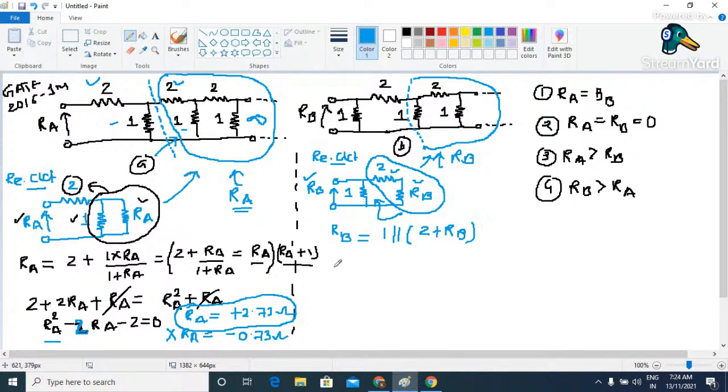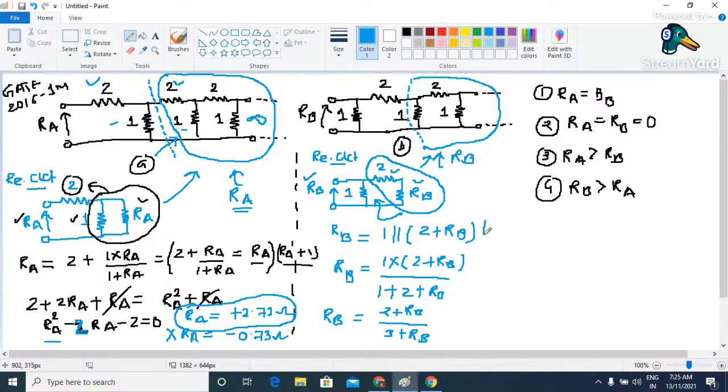That's it. Now we have two resistors and they are connected in parallel configuration. So what will be the equivalent resistance? It is simply product by sum. So it is going to be 1 into (2 plus RB) whole divided by 1 plus (2 plus RB). If you further solve this, you will get (2 plus RB) whole divided by (3 plus RB), and on the left hand side we have RB.